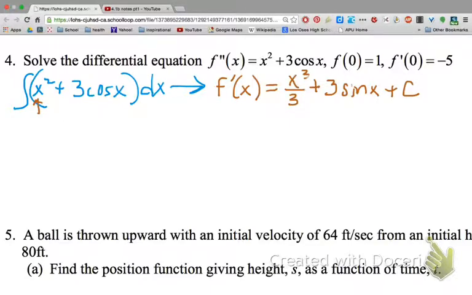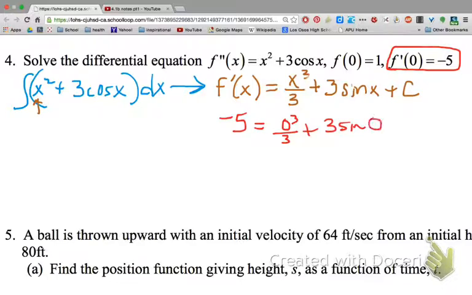So I hunt around back in the directions and I notice, hey, in the first derivative, when x is 0, the y value is 5, or negative 5 rather. So I'm plugging in a negative 5. And for the x's, I'm going to plug in 0. So that'll be 0 cubed over 3, which is 0, plus 3 sine of 0. Remember, sine of 0 is 0, plus c. So now I know c is negative 5.